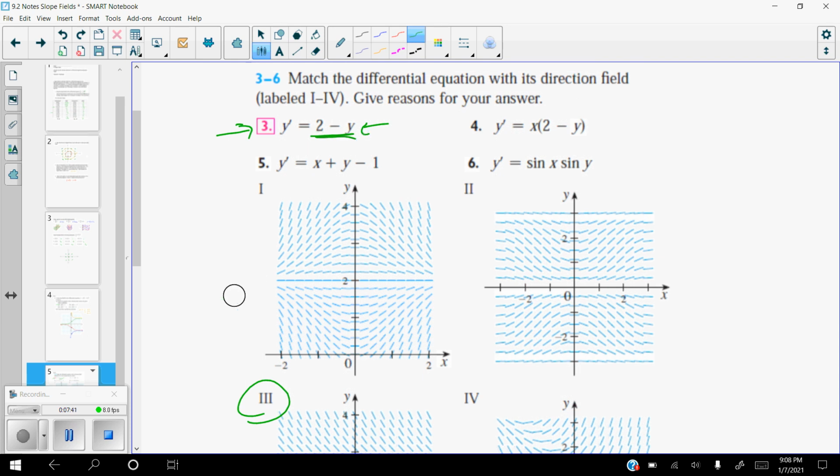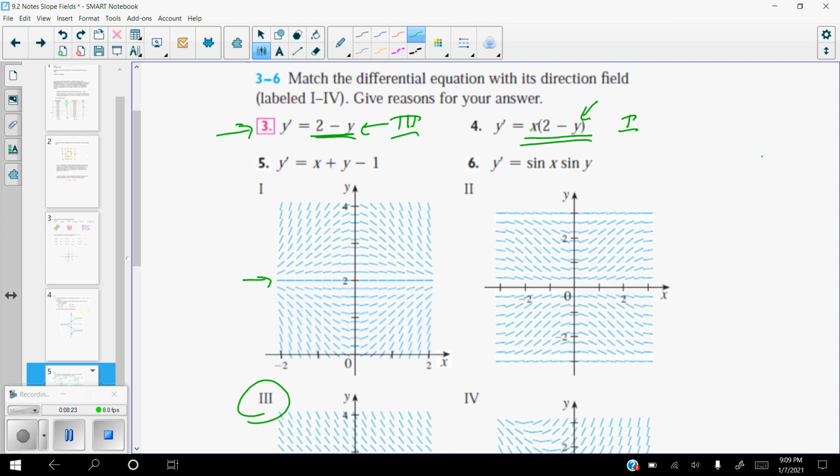Well, it might be a good idea to look for something else, because there's no other graphs that have horizontal slopes at 2. It looks like this one is also going to give us a 0 slope if y is 2. If we plug y equals 2 into that, we're going to get 0 no matter what x is. So I'm pretty sure that, well, I guess I should write this up there. That number 3 was number 3, ironically. Number 4 looks like it's going to be graph number 1. And again, it's because if I plug in 2 for y, I'm going to get 0 slopes across the board right there.